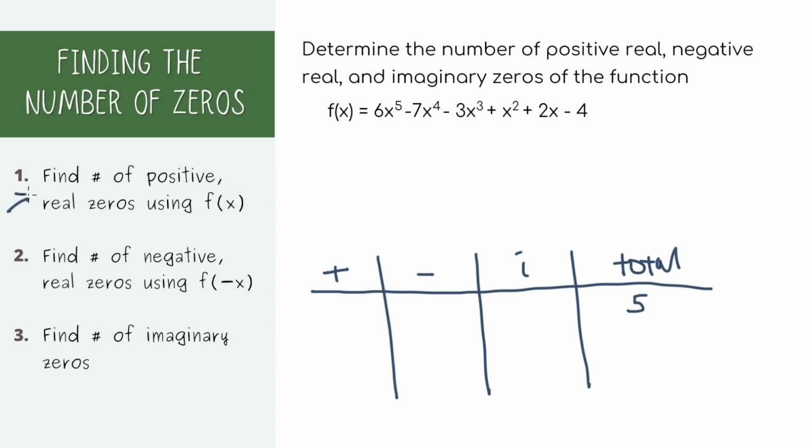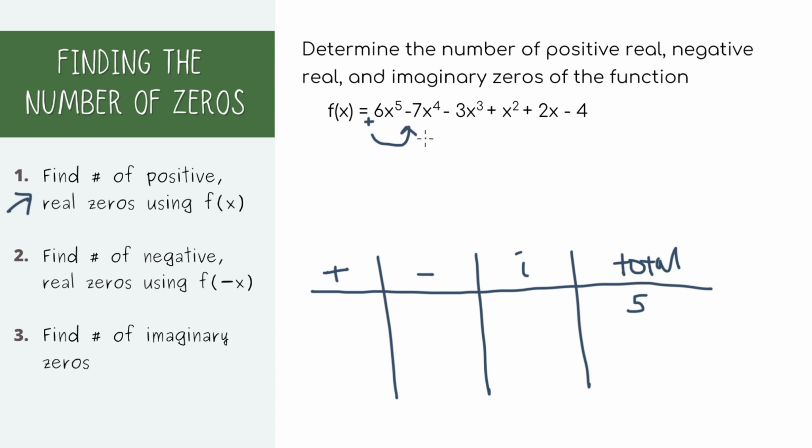Okay, let's first go for the positive zeros. And according to Descartes' Rule of Signs, you can look at your function and count the number of sign changes to determine the number of positive real zeros. Looking at our first term, we have a positive 6x to the 5th, and our next term is a negative 7x to the 4th. So that is actually our first sign change because it goes from positive to negative.